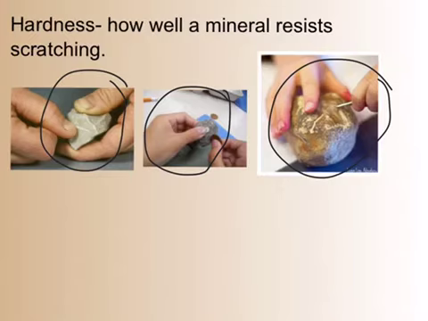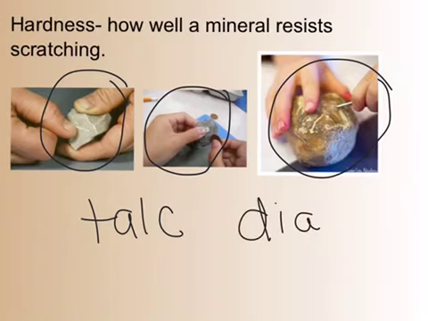Now minerals like talc will be able to be scratched by all three of them because it is the softest mineral. The mineral like diamond won't be able to be scratched by any of these because it is the hardest mineral. So that's how you tell a mineral's hardness is based on a scratch test.